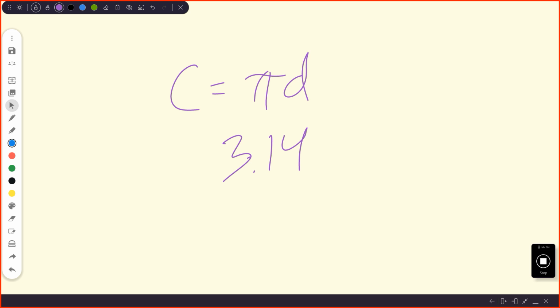It's the times, right? Yes, sir. 3.14 times 7.5. I use the circumference and multiply it by the height of the cylinder.